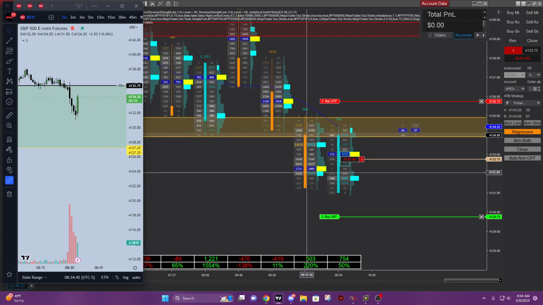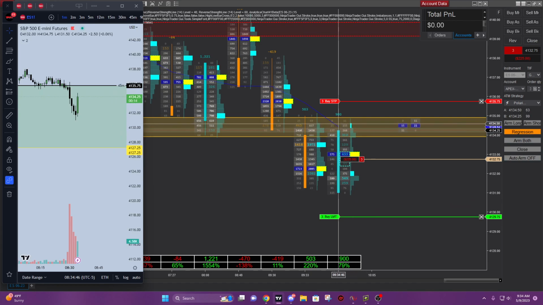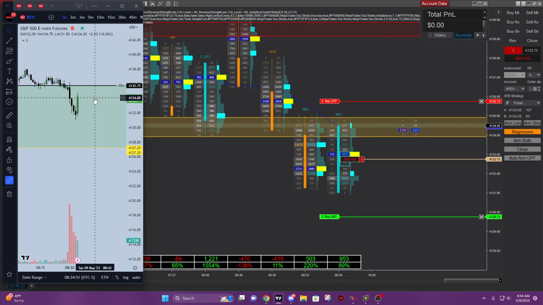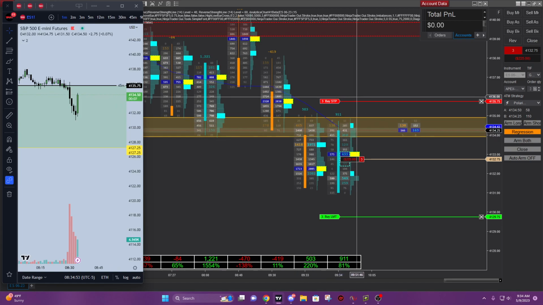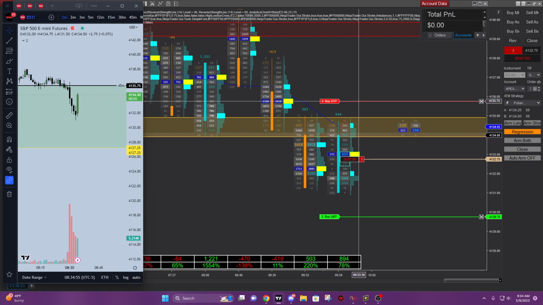As we have increasing delta here, yeah, selling doesn't seem super strong right now. So I would have preferred it to the long side. But we'll have to see.